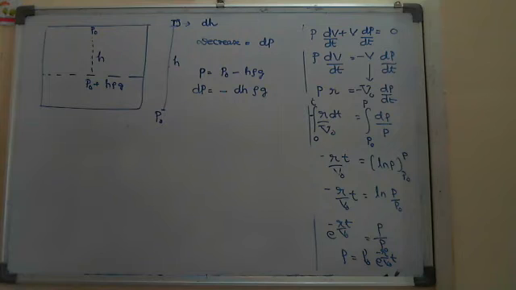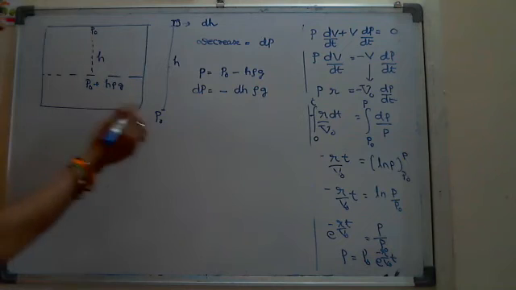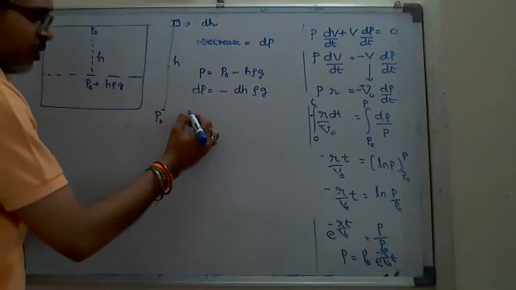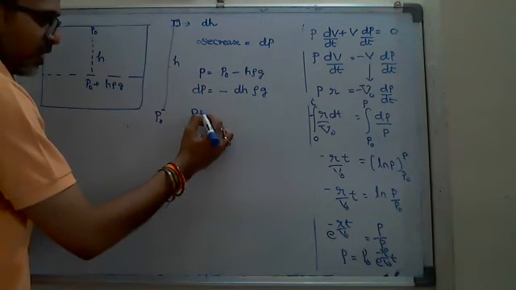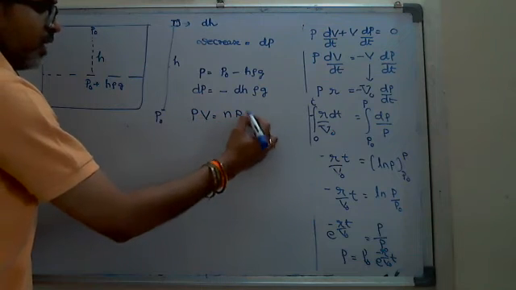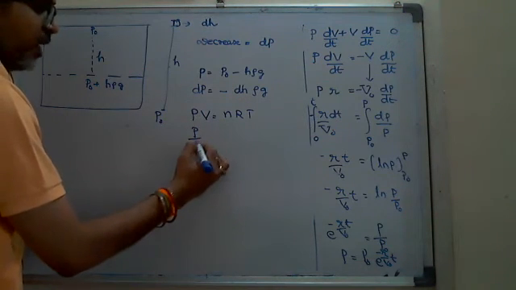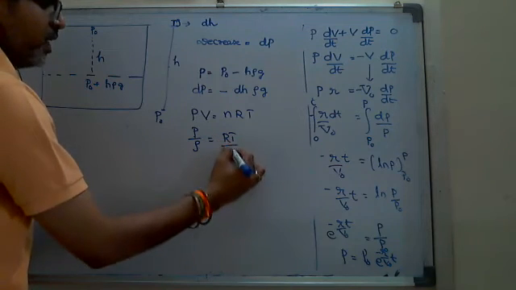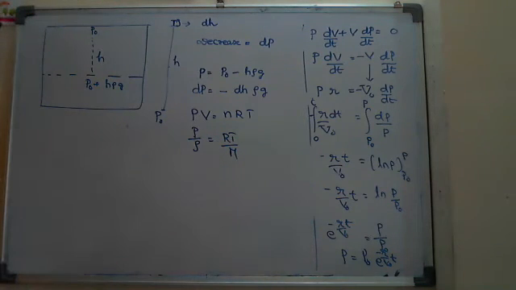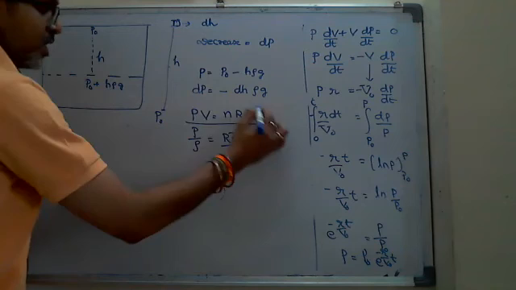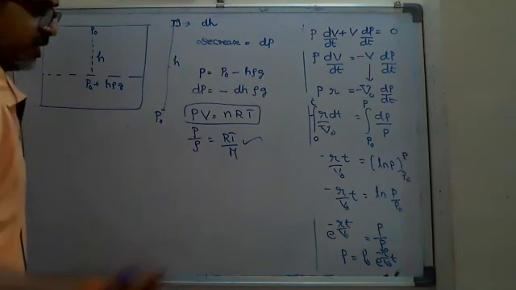That density, if you are able to write in terms of pressure, then you will get the answer. What I'm saying is, by considering the air as an ideal gas, we can use our ideal gas equation, PV equals nRT. I want density, so why don't I write it as P by rho is equals to RT by M. I think you know both the equations. So instead of the first ideal gas equation, I'm going to use the second equation.